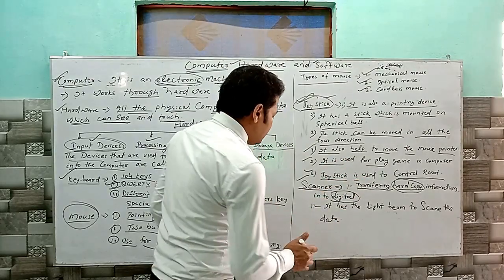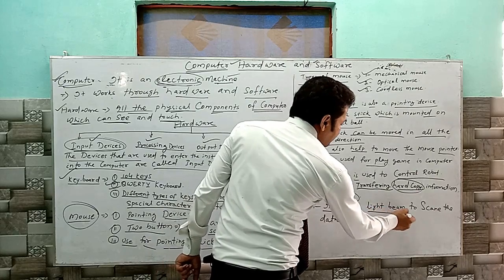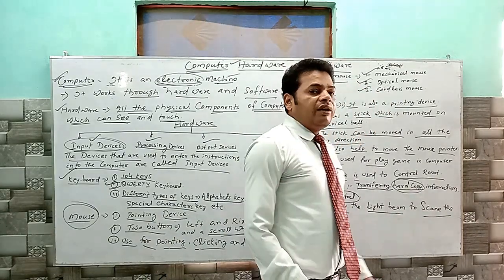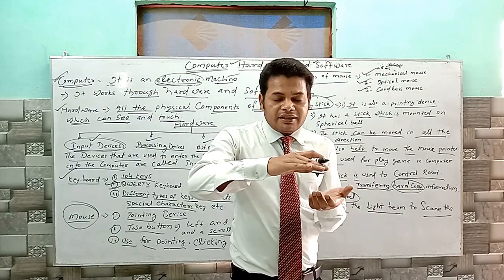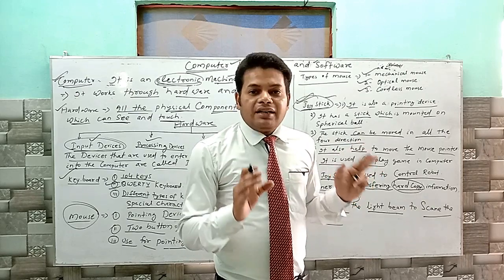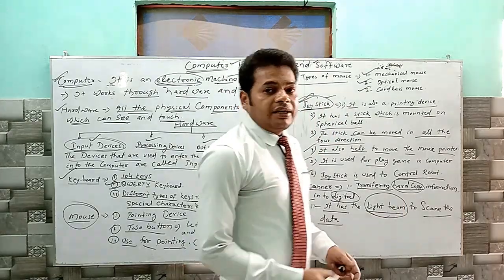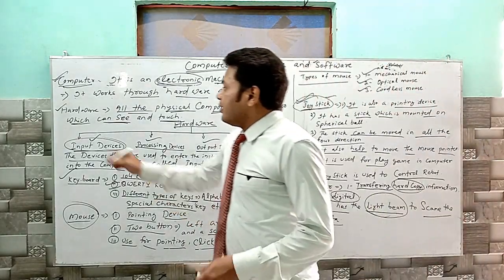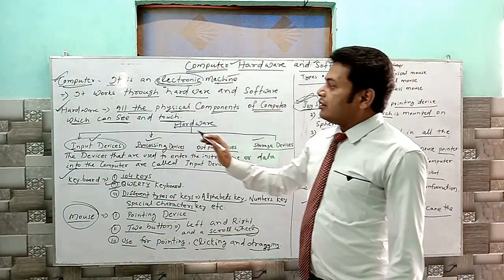The second point is that the scanner has a light beam to scan the data. Whenever we put the hard copy on the scanner, it scans that data with the help of the light beam. Students, this is what we discussed about computer hardware.